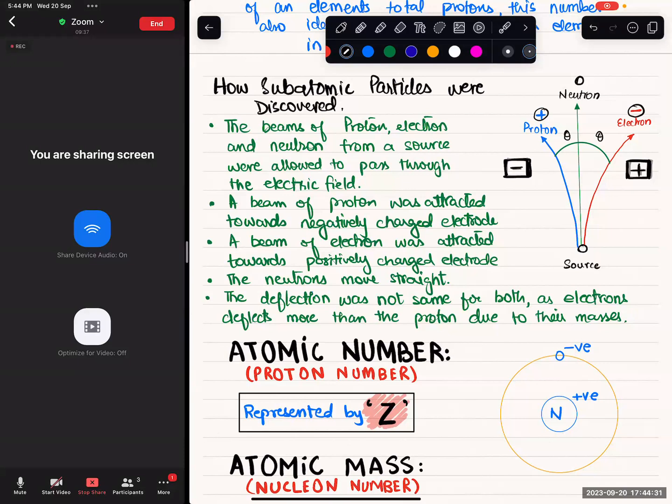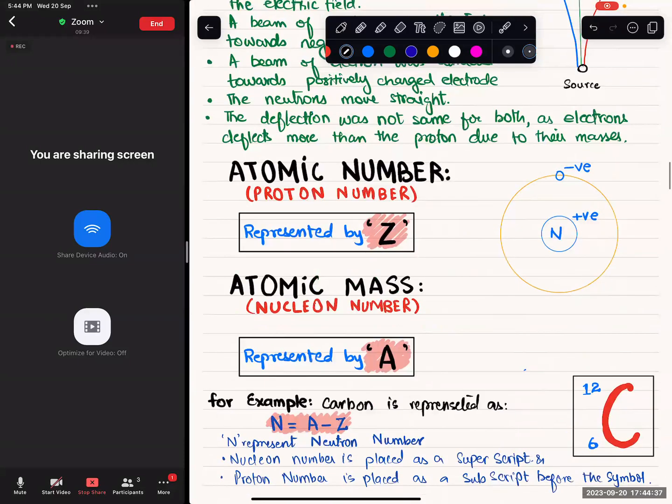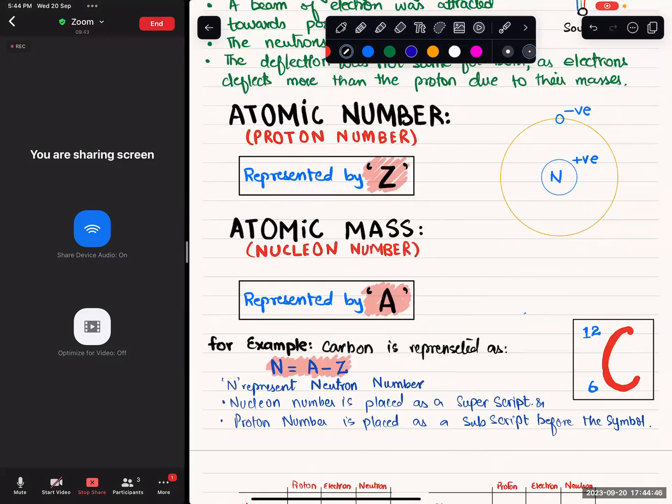Next, right after this, we have another part that covers the atomic number and the atomic mass. Do you guys know what atomic number is? Any idea about the atomic number? We just recently discussed it.